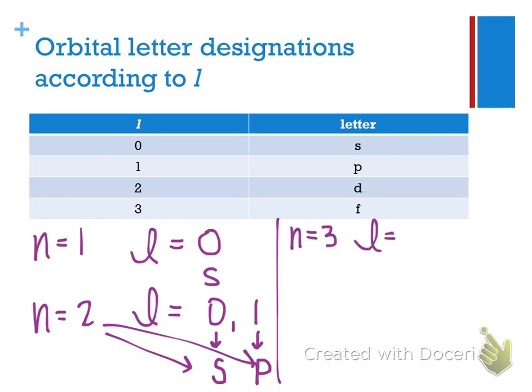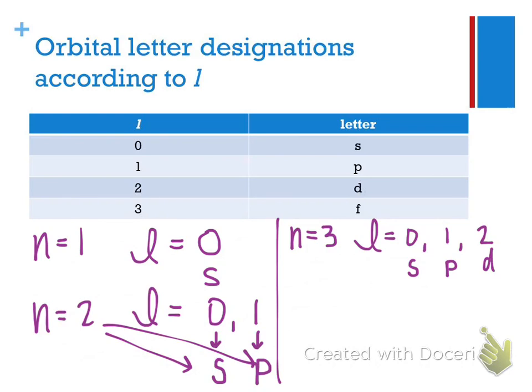Okay, so now let's say n equals 3. What could L equal? 0, 1, or 2. Good. And what shapes of orbitals correspond with that energy level? S, P, D. So do we have 3s orbitals? Yes. Do we have 3p orbitals? Yes. Do we have 3d orbitals? Yes. Okay, is this making a little bit of a connection now?